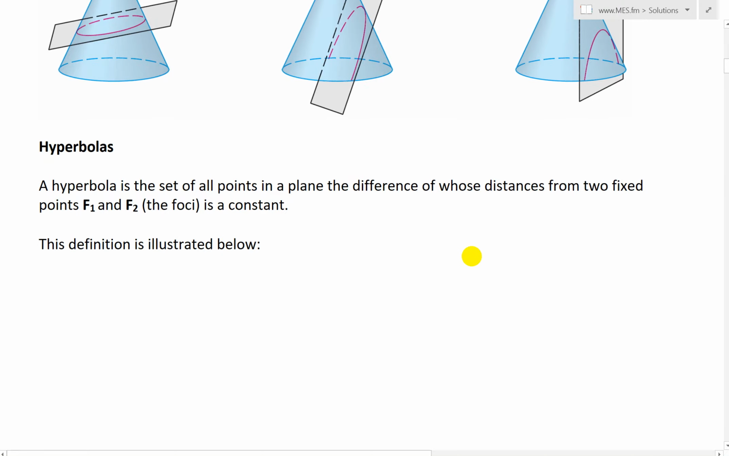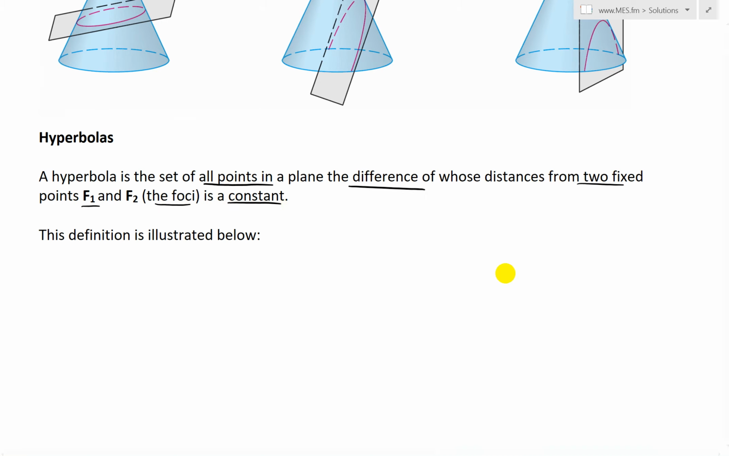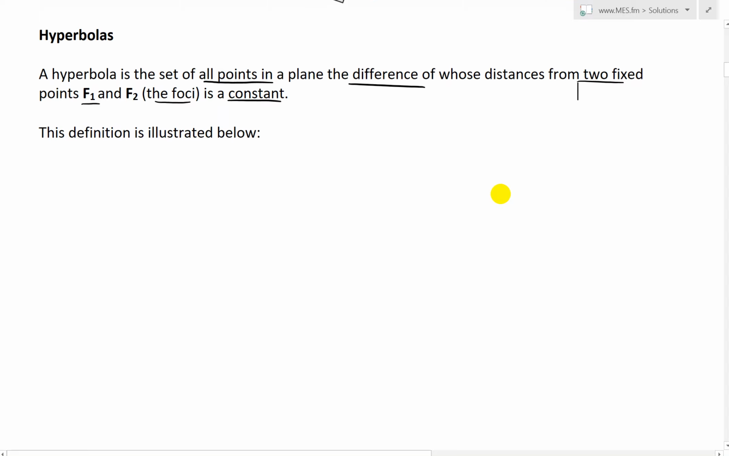So let's go further. So hyperbolas. A hyperbola is the set of all points in a plane, the difference of whose distances from two fixed points f1 and f2, known as the foci, is a constant. So this difference is a constant. And that is the definition of hyperbolas, and I'll illustrate that right now. So this definition is illustrated below.